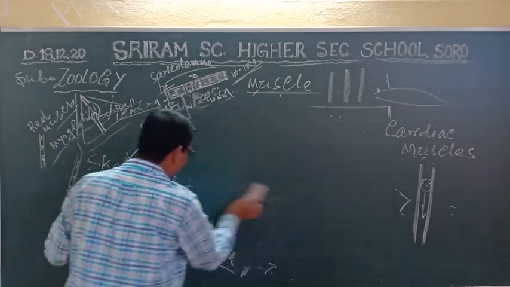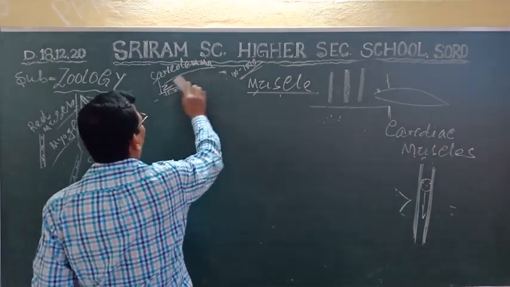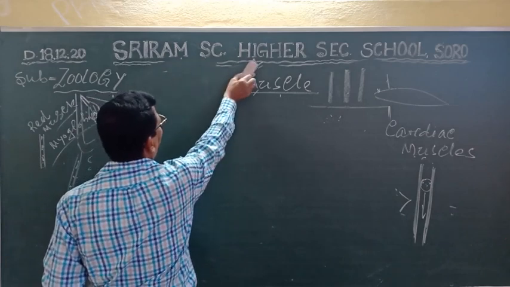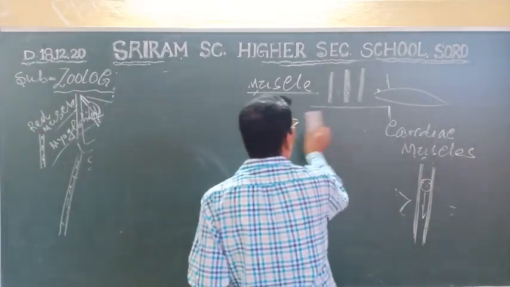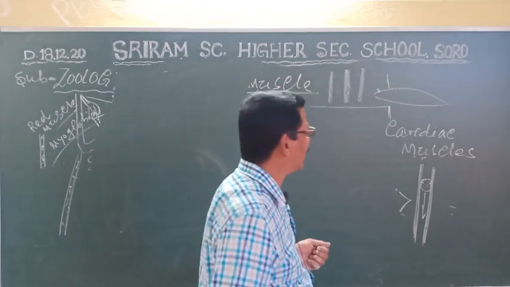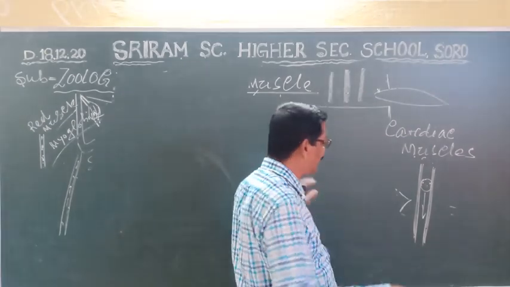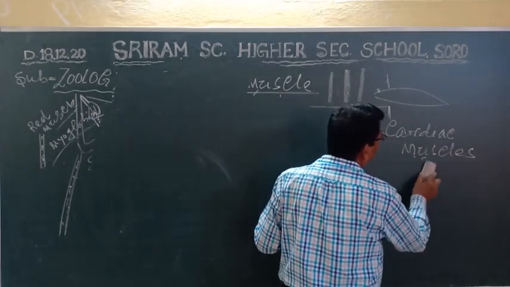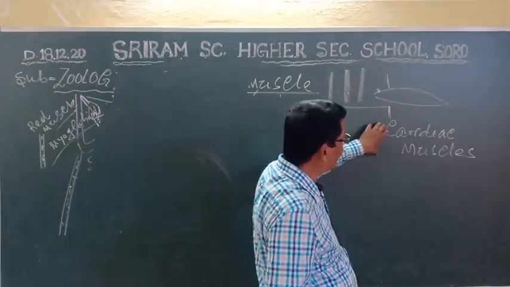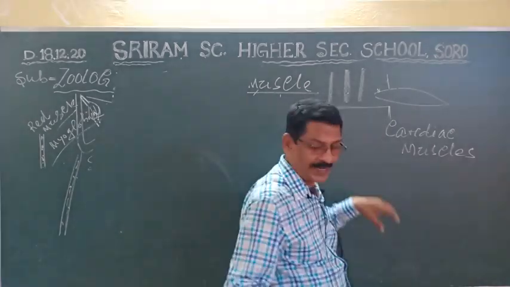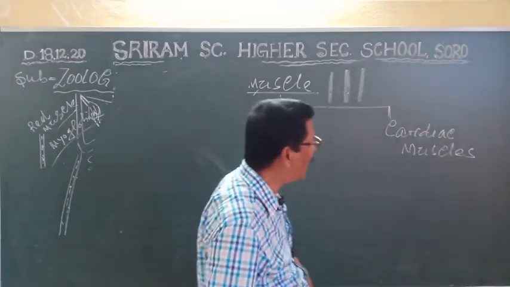The cardiac muscle, you have heard the name, the cardiologist and cardiac arrest, etc. Cardiology means the study of the heart, or the study of cardiac muscle. The specialist in the cardiac or the heart is called the cardiologist. So the cardiac muscle is present only in the heart.